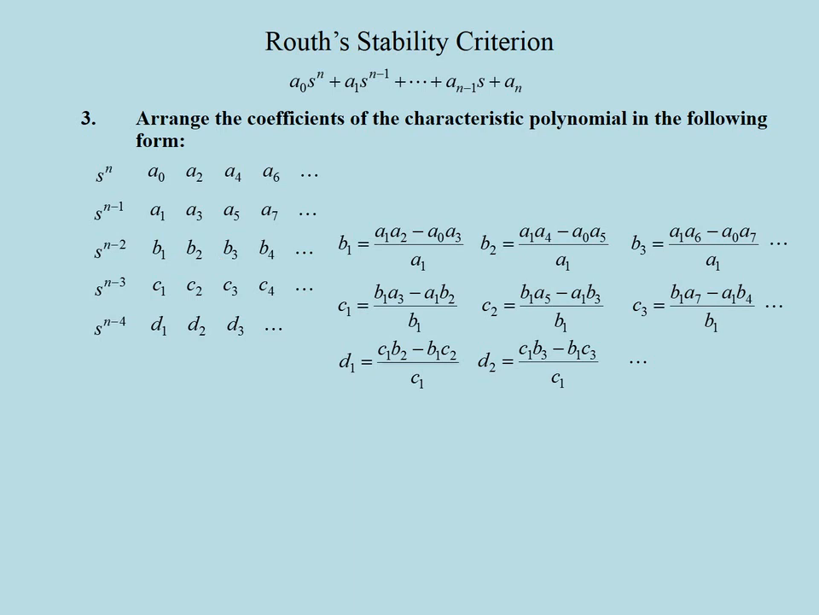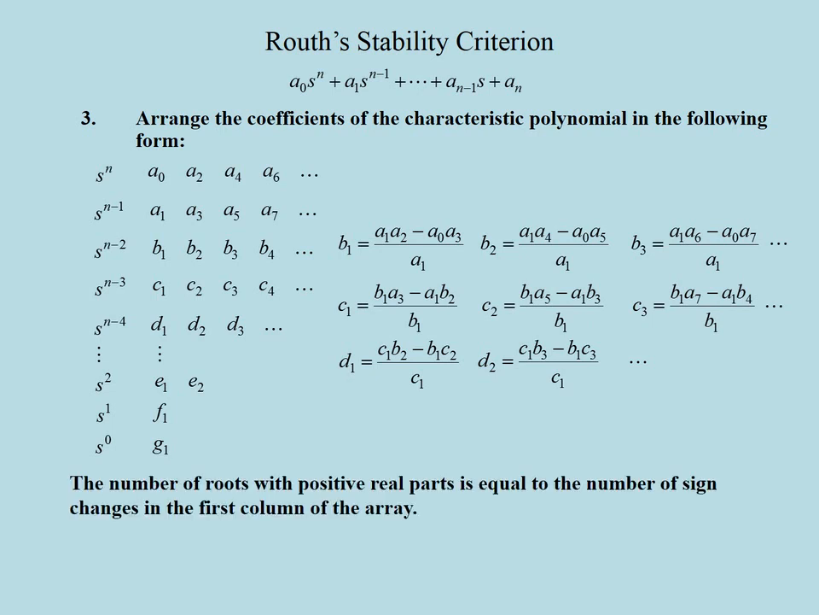As you proceed downwards in a Routh array, the number of elements in each row will decrease, so the array will terminate at the line called s to the 0. Now, by inspecting the leftmost column of this array, we can decide about the number of roots on the right half plane. Namely, the number of roots with positive real parts is equal to the number of sign changes in the first column of the array.